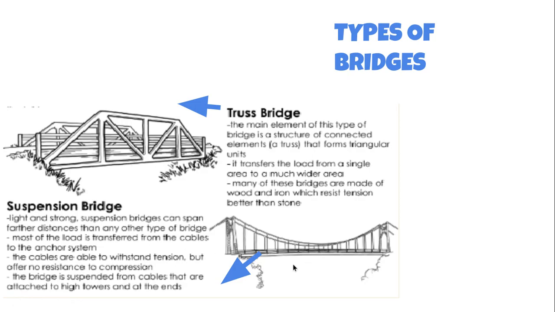And finally, the suspension bridge. It's light and strong. A suspension bridge can span further distances. So if you have one crossing a bay or a big river, it's typically a suspension bridge because these cables help transfer a lot of the load and they are attached to an anchor system. The cables are able to withstand tension, but they offer no resistance to compression. And the bridge is suspended from cables that are attached to tall towers at the end, as you can see.